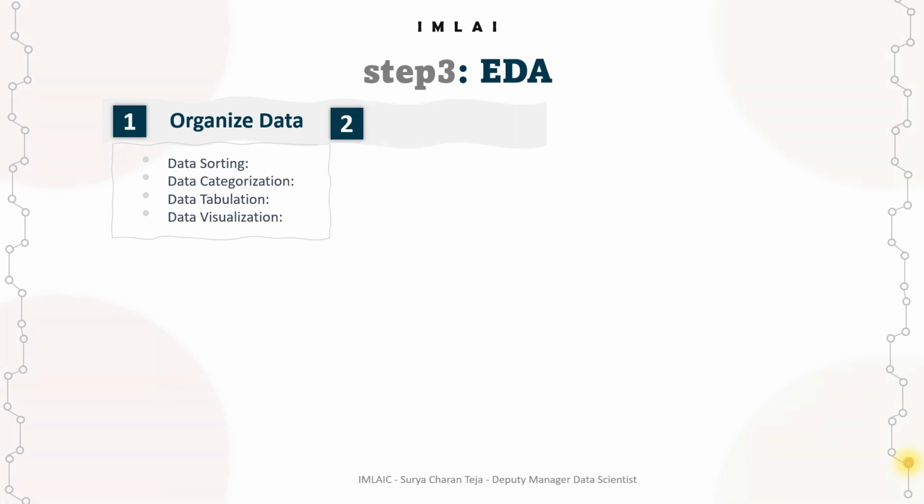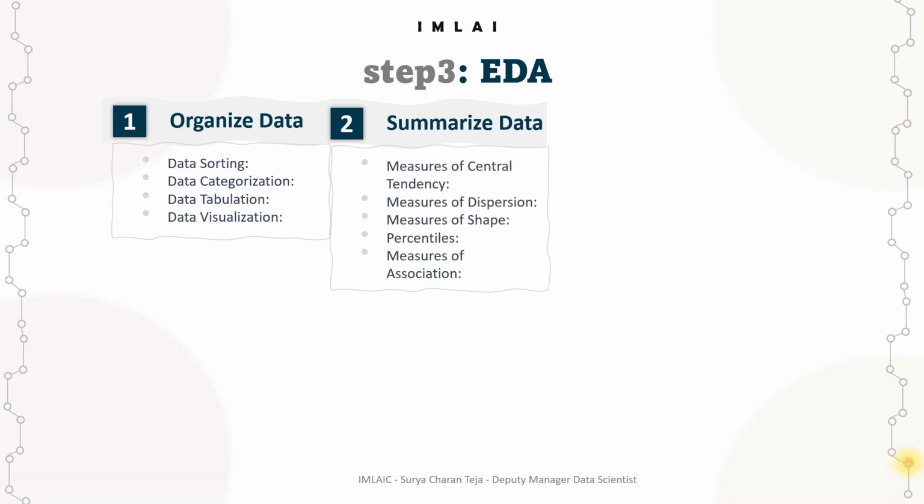And section 2, which is summarized data. So here it's calculate measures such as mean, median, mode, which comes under the measures of central tendency, then measures of dispersion, that's standard deviation and variance, range, IQR. Then we have the measures of shape, which are nothing but skewness and kurtosis, then percentiles, quartiles, deciles, and the final one is measures of association.